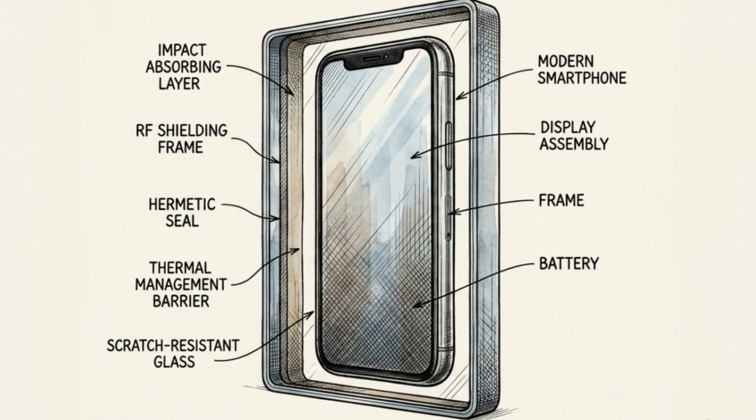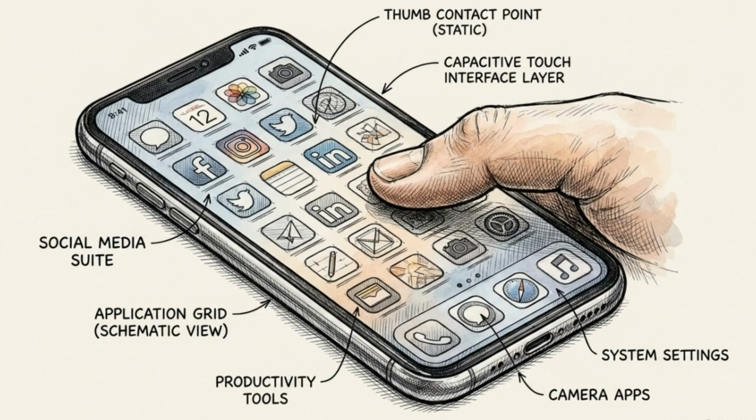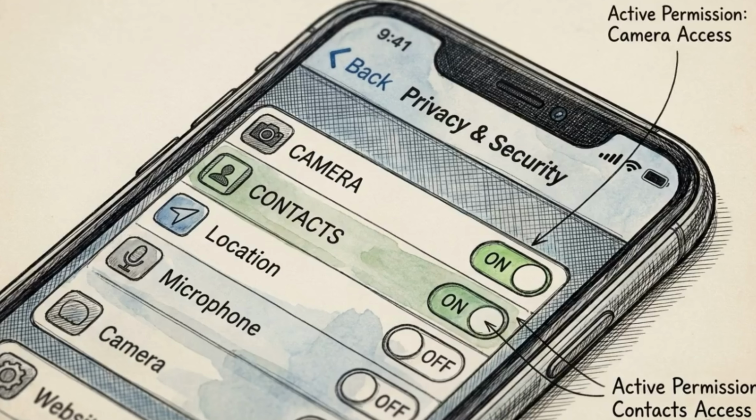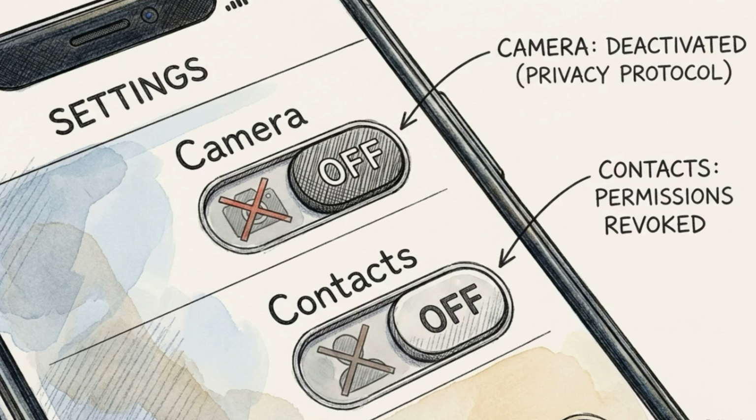To shut down these attack vectors, you need to establish strict boundaries for your device. Start by routinely auditing your installed apps. Go into your privacy settings, review what each application can access, and immediately revoke unnecessary permissions for your camera and contacts to neutralize background data harvesting.